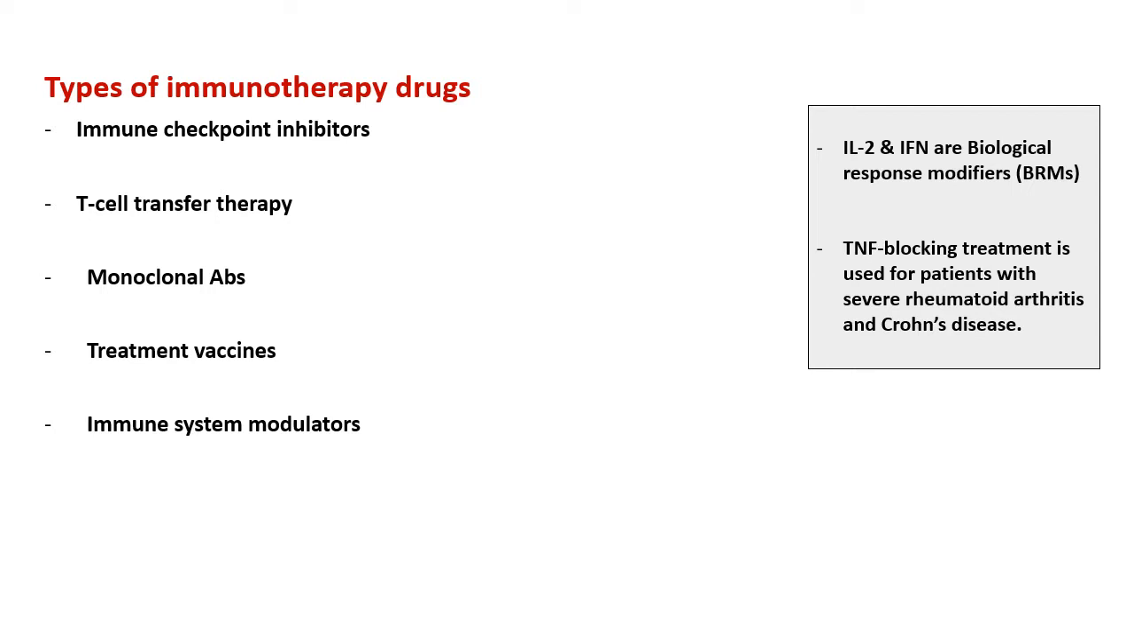The second type is T cell transfer therapy. This type of therapy enhances the ability of T cells to recognize and attack cancer cells. We will go through this type in detail after that. The monoclonal antibodies are proteins that bind to cancer cells and mark them for the immune system, in order to make them visible to the immune system, to make an immune response against these cancer cells.